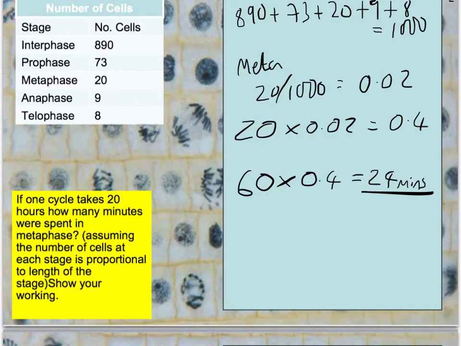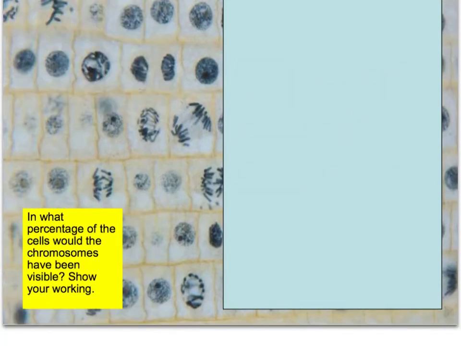There's one question you might get asked. Another question you might get asked is, in what percentage of the cells would the chromosomes be invisible? That's assuming those numbers before.